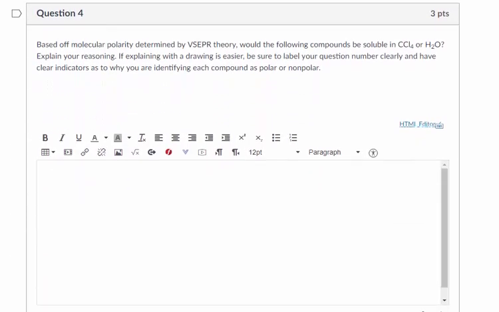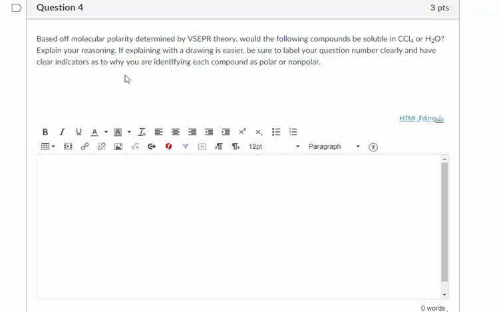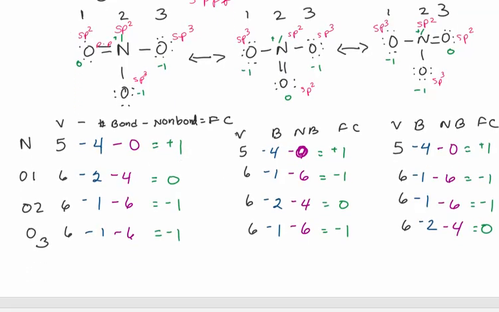Number 4, we're going to go off molecular polarity as determined by VSEPR theory, and we're going to look at a couple of compounds and determine whether they will be soluble in carbon tetrachloride or in water. So in order to do that, we need to draw our Lewis structures. So the compounds I'm going to have you look at include carbon dioxide, ammonia, xenon tetrafluoride, and boron trichloride. So the first thing we need to do is draw all of these Lewis structures.